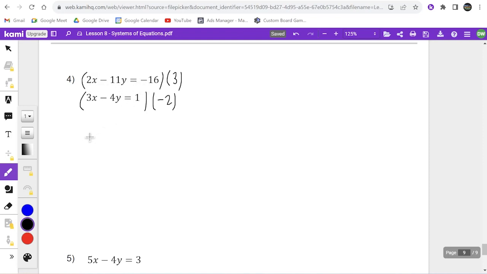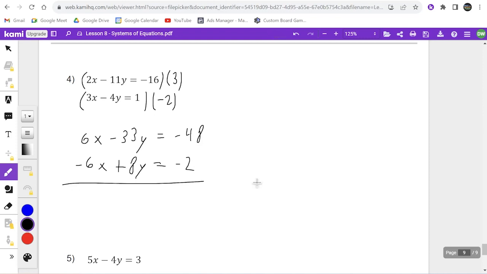Multiplying the top one by 3, I get 6x minus 33y equals negative 16 times 3, that's negative 48. And then the bottom equation, it's going to be negative 6x, double negative, negative 4 times negative 2 will make plus 8y equals negative 2. And now I'm going to add these two equations together. But as you can see, the x's will now cancel, and that only happened because I changed both equations. And sometimes you have to do that. So the x's cancel. Negative 33 plus 8 is negative 25y equals negative 50.